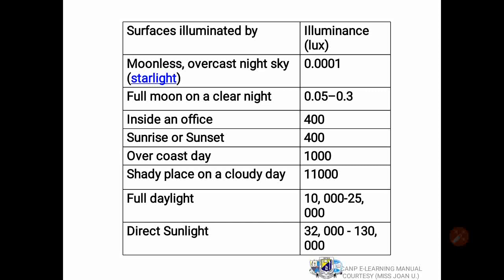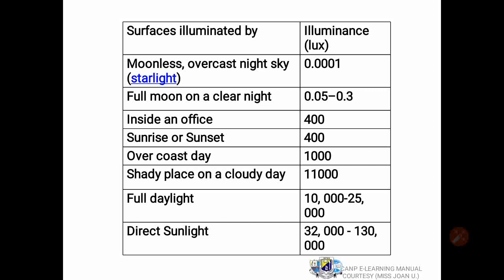So inside an office is 400 lux. Sunrise or sunset is 400 lux. Overcast day is 1000 lux. Shady place on a cloudy day is 11,000 lux. Full daylight is 10,000 to 25,000 lux. Direct sunlight is within 32,000 to 130,000 lux. What that tells you is that the highest lux you can get is that from direct sunlight.